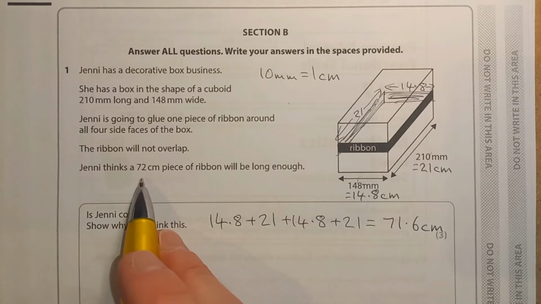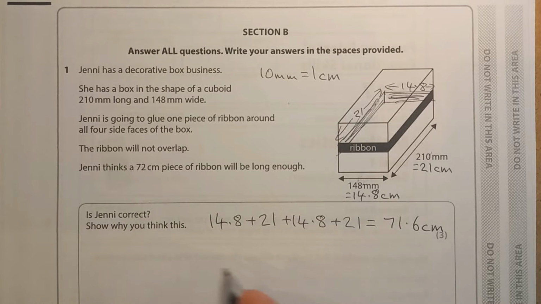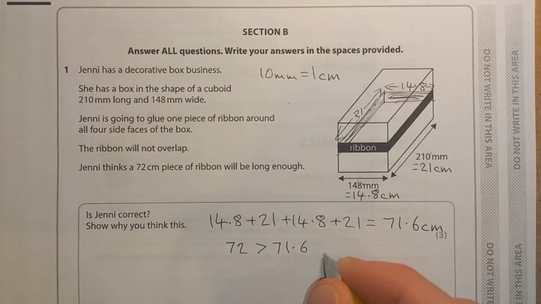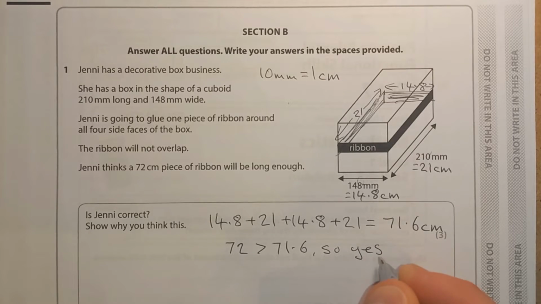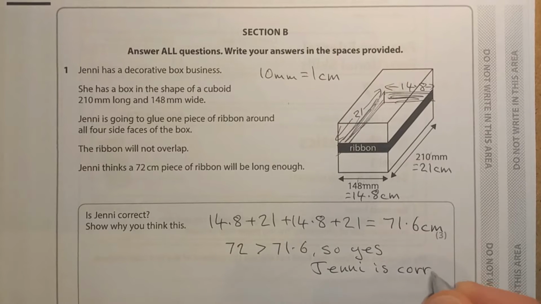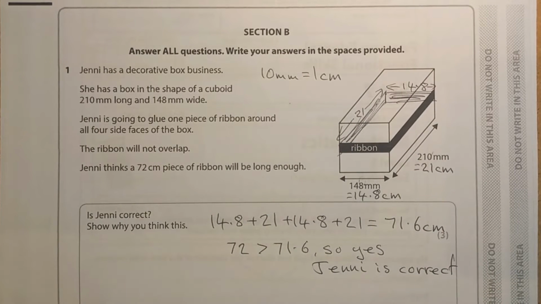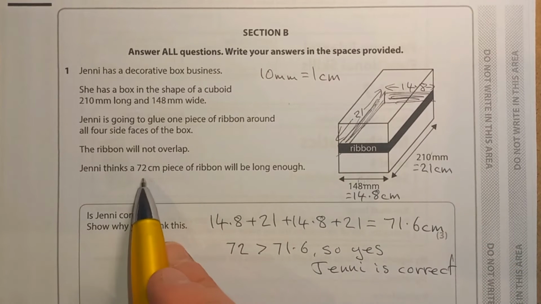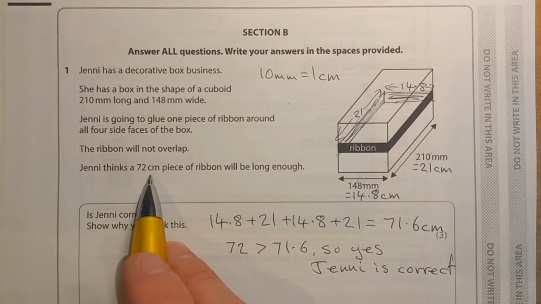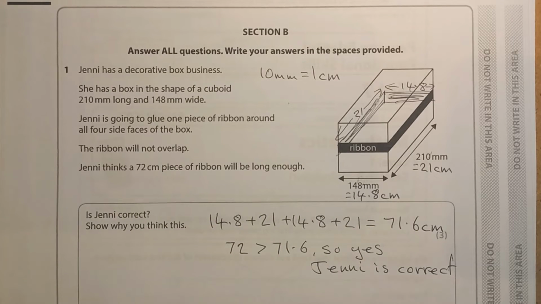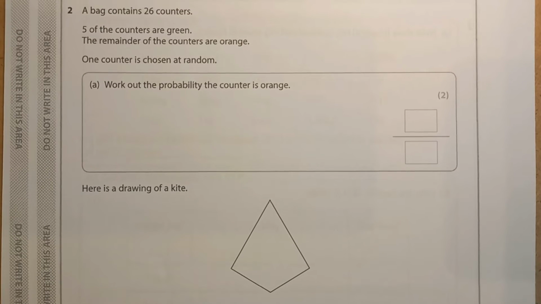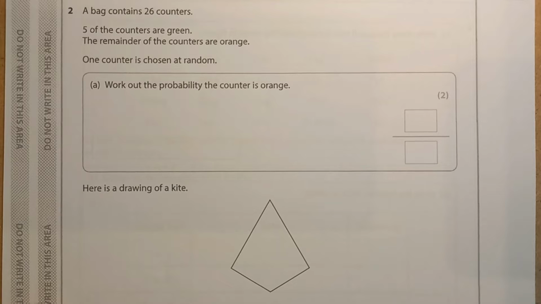centimetres. Jenny thinks a 72 centimetre piece will be long enough. Well, 72 is more than 71.6. So yes, Jenny is correct. Okay. If you wanted to, you could stick with millimetres, and what you could do is multiply this by 10 to get this in millimetres as well, and then you'd compare that way. Either way is absolutely fine. What you don't want to do is be comparing one distance in millimetres with one in centimetres.